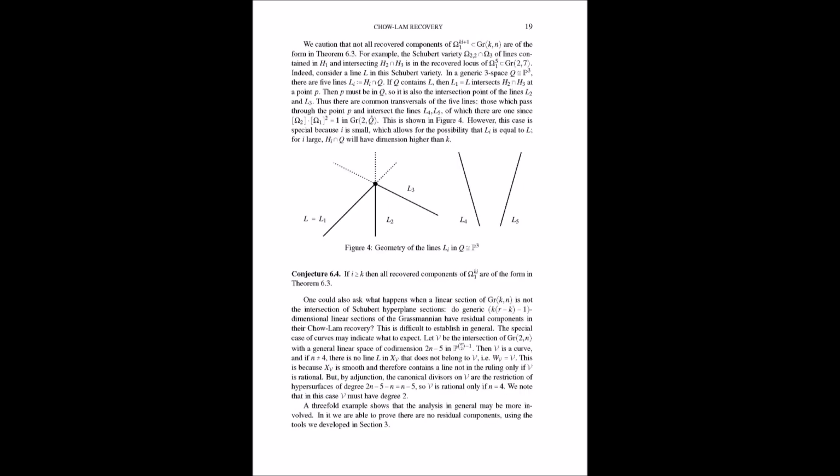For curves, they prove that if the curve comes from intersecting GR2n with a generic linear space of the appropriate dimension, the Chow Lam recovery is perfect except when n equals 4. Why the exception for n equals 4? In that specific case, the curve is rational, meaning it can be parameterized by a single variable, and that introduces an extra line in the recovered variety. So the rationality of the curve causes the Chow Lam recovery to be imperfect in that case.